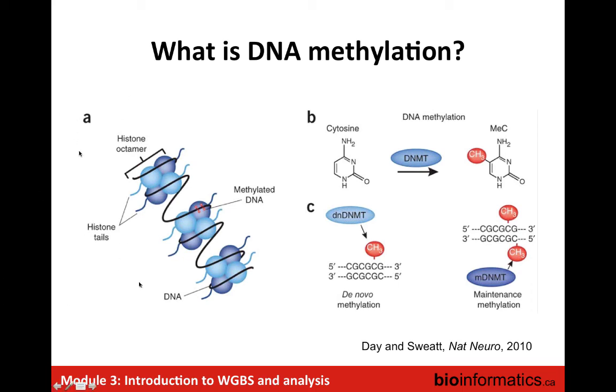In the ChIP-seq lecture yesterday, we were talking more about histone marks, and the histone tails can also be methylated and have different marks. Here we're really talking about DNA methylation. So the cytosines in the genome, in some cases, through these DNA methyltransferases, have the addition of this methyl group, and that's what we're going to be analyzing and looking at today. But you'll see that in some cases there are similarities between histone ChIP, histone methylation marks, and DNA methylation marks.